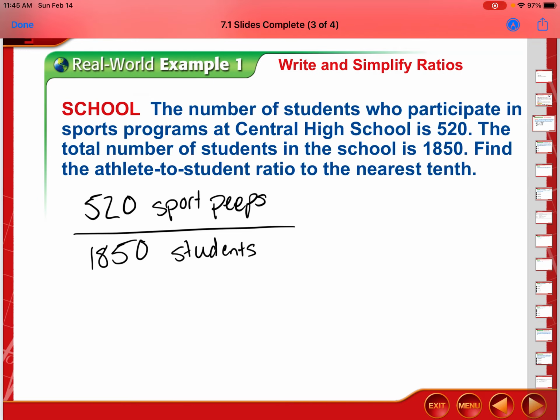So find the athlete to student ratio to the nearest tenth. Our sports peeps, or athletes, as they call them, are up top, and our students are on the bottom. In order to get this as a to 1 ratio, we need this bottom number to be 1. We could do this 2 ways. We could reduce this by hand the hard way, or we could just say 520 divided by 1850 in our calculators.